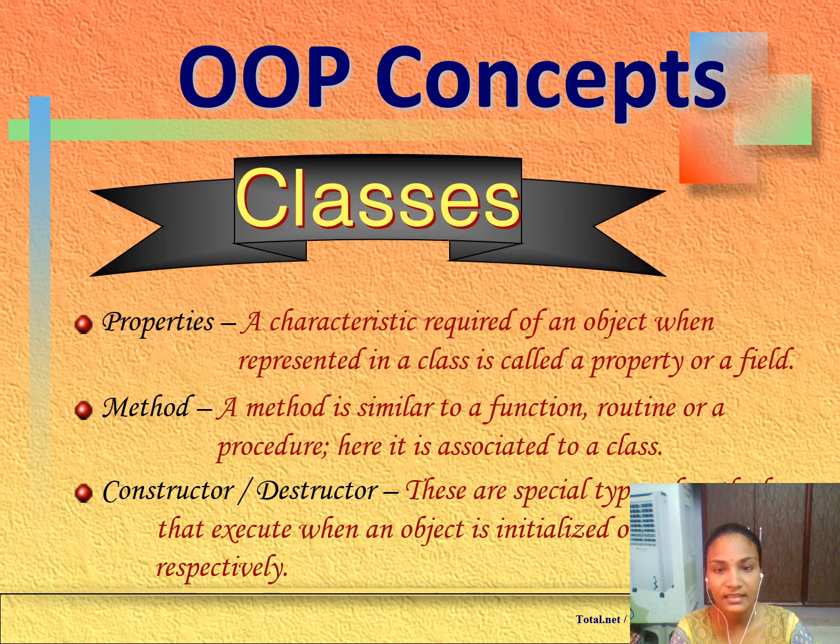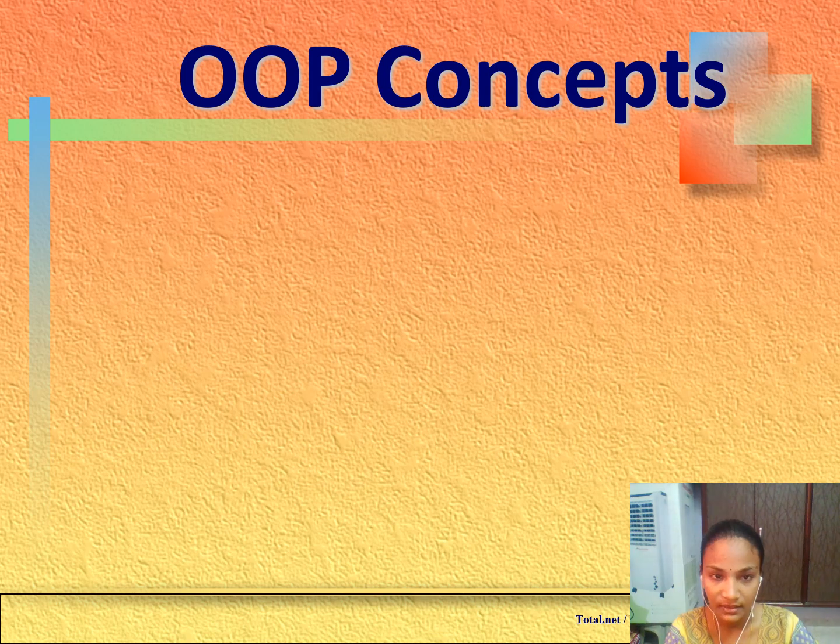Properties. A characteristic required of an object when represented in a class is called a property or a field. Method. A method is similar to a function, routine or a procedure. Here it is associated to a class. Constructor or destructor. These are special types of methods that execute when an object is initialized or destroyed respectively.